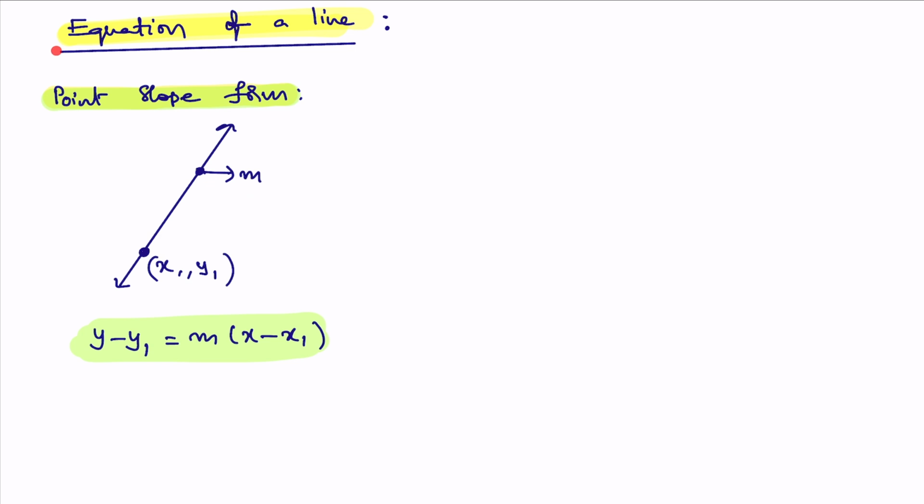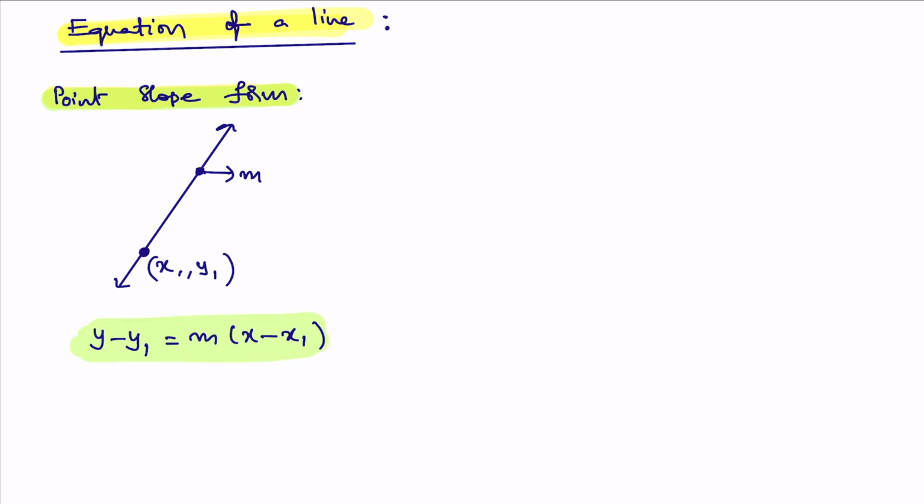This is just like the hero of the story for this concept, right? If you want to find a line equation, if you know one point on the line, and if you know the slope of the line, you can find that line equation, right? Y minus y1 equal to m into x minus x1.